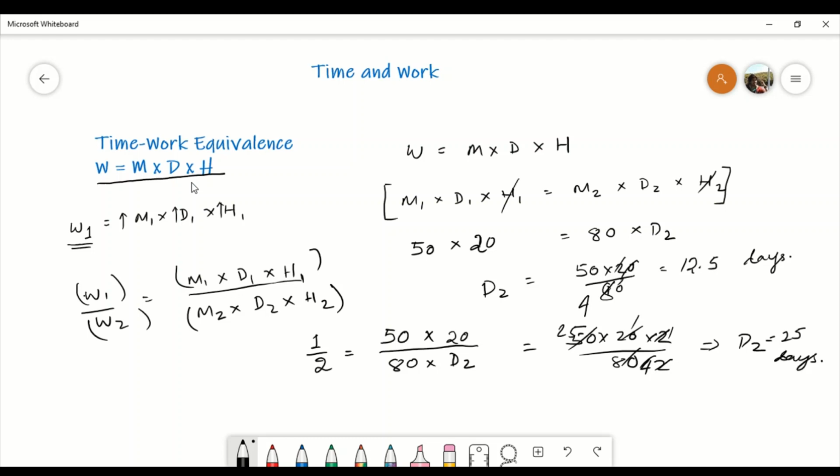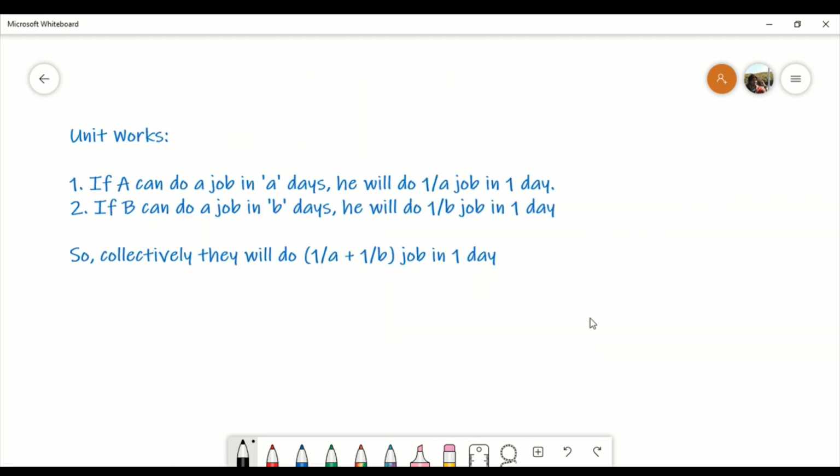So this time work equivalence concept can be applied in several scenarios, where we can observe whether W is constant or W is varying. Another important concept is unit work. So what is unit work? Unit work is the amount of work that a person does in 1 unit of time.